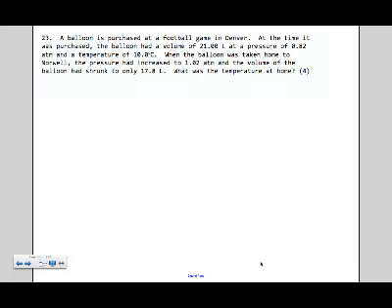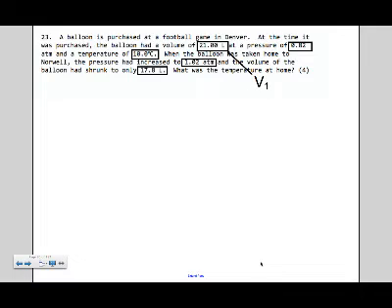Okay, a balloon purchased at a football game in Denver. So high altitude. The volume of the balloon is 21 liters. The pressure up there, way up in the mountains, is 0.82, so lower than normal pressure at sea level. The temperature there is 10 degrees Celsius, which is kind of chilly. When we bring it home to Norwell at roughly sea level, the pressure is 1.02, so slightly above standard pressure. And the balloon has lost some of its volume. It has collapsed to a volume of 17.8.